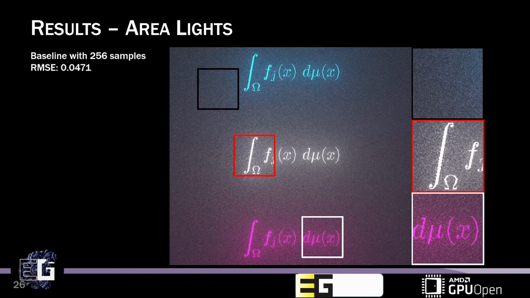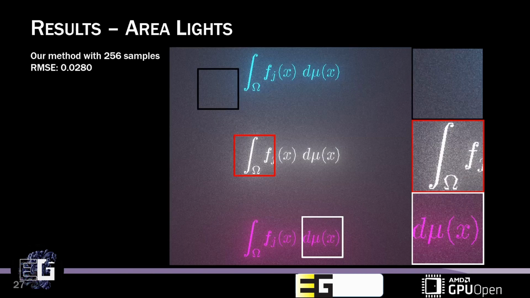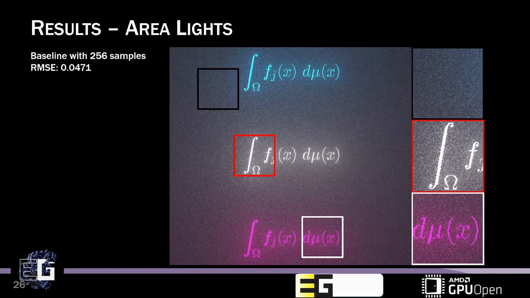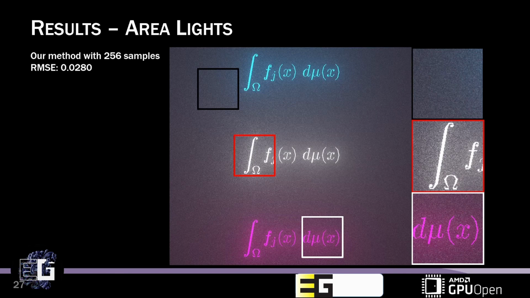Also in this case, let's see more detail. This is the rendered image of a baseline. You can see a lot of noise in this image. And this is our method. As you can see, convergence of our method is much better than the baseline. Again, this is a baseline, and this is our method.